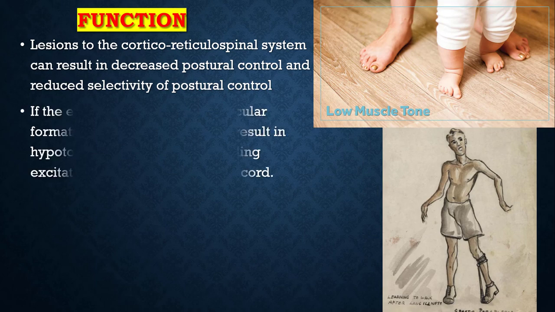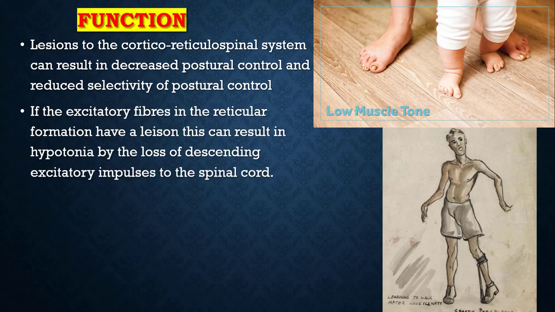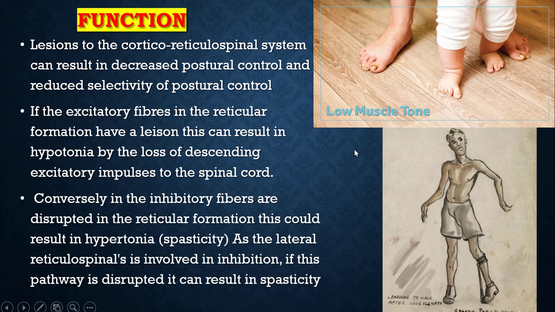If the excitatory fibers in the reticular formation have a lesion, this can result in hypotonia by loss of excitatory impulses to the spinal cord. Conversely, if inhibitory fibers are disrupted in the reticular formation, this could result in hypertonia. Spasticity: as the lateral reticulospinal tract is involved in inhibition, if this pathway is disrupted, it can result in spasticity. Here you can see the muscles are spastic.